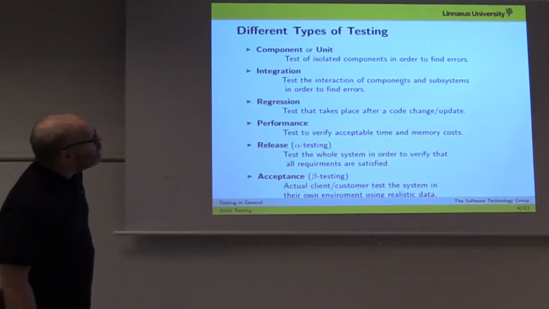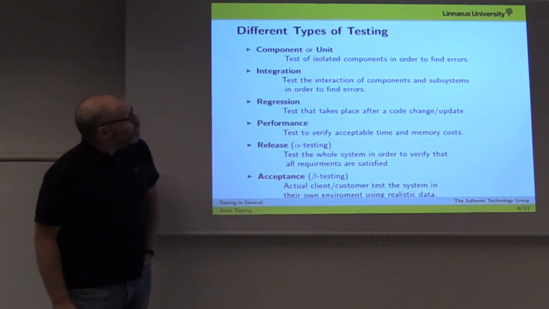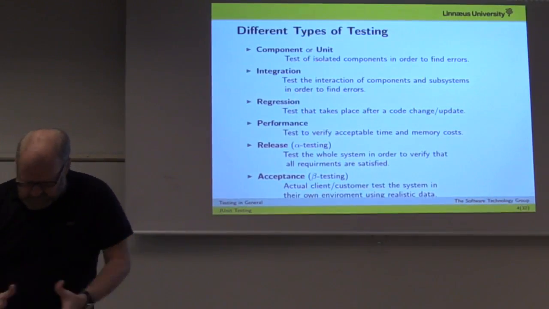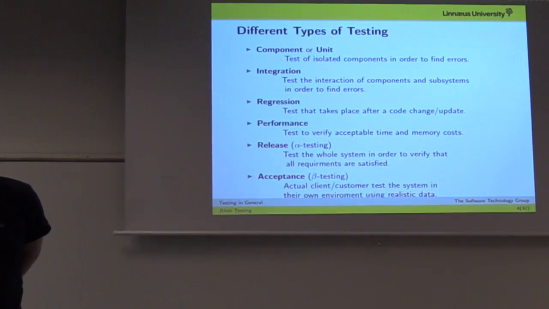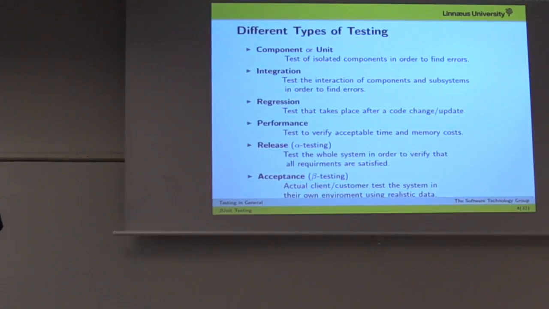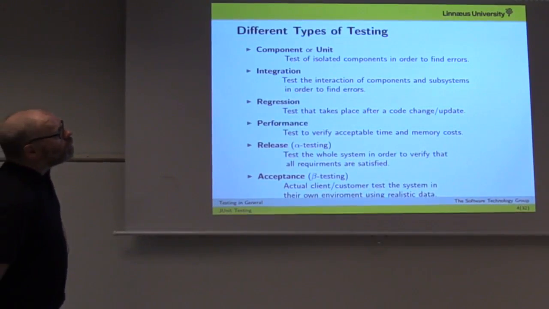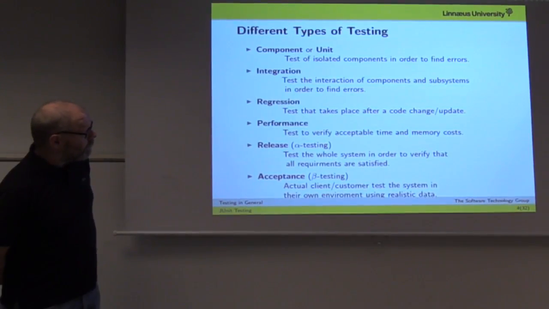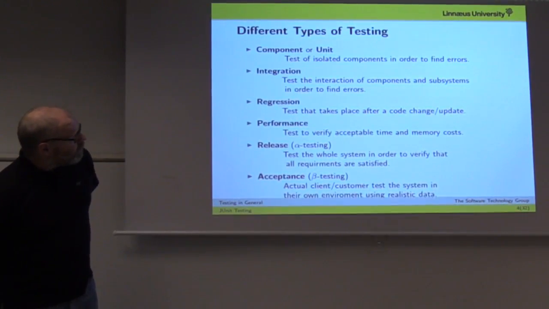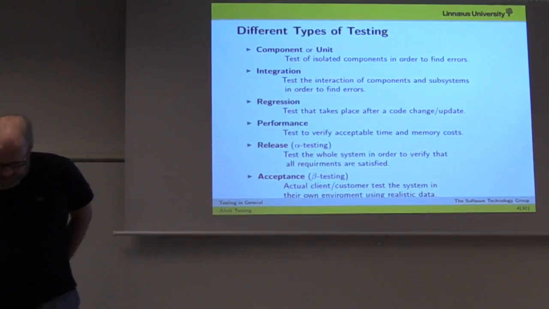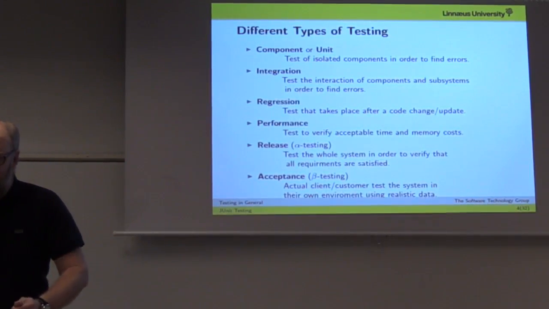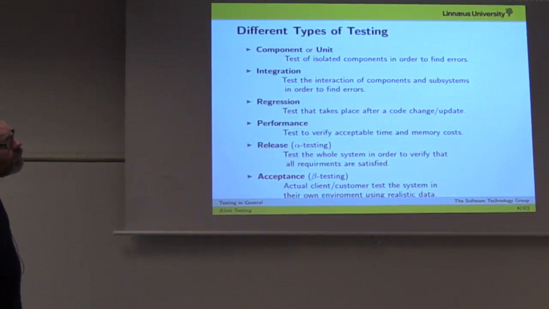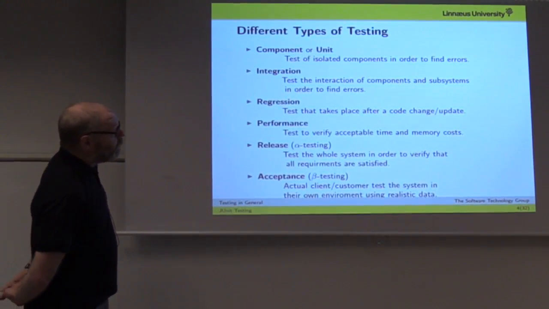Different types of testing. Component or unit testing: you have developed your class, and then you are testing it. This is the first type of testing, and it's often the programmers themselves that take care of the component or unit testing. Then we have integration testing. We take a few components, put them together, and we see if they are working, if together they solve their task and fulfill their requirements.